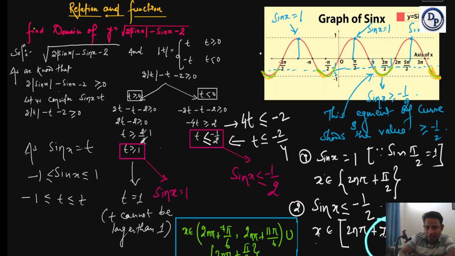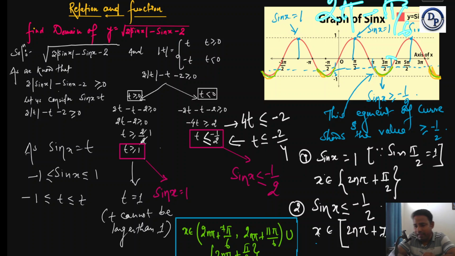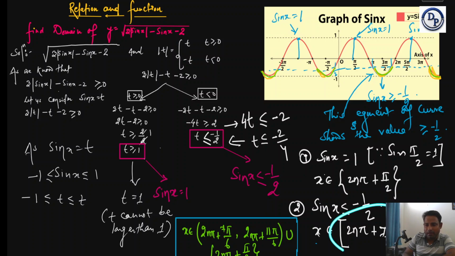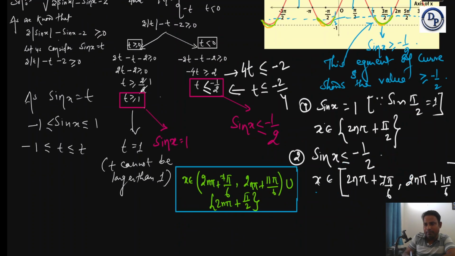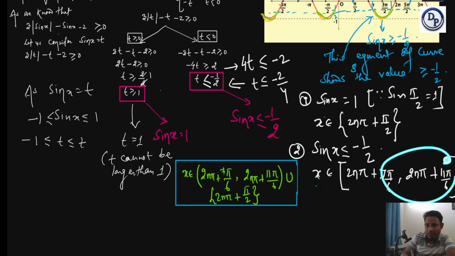Similarly, to reach this position, I simply subtracted pi by 6 from 2 pi. We'll get 12 minus 1, that is 11 pi by 6. Now, we know about the periodicity of sin x. These values repeat after every 2 pi. So I have written 2n pi plus 7 pi by 6, and 2n pi plus 11 pi by 6. You can see I have written this.